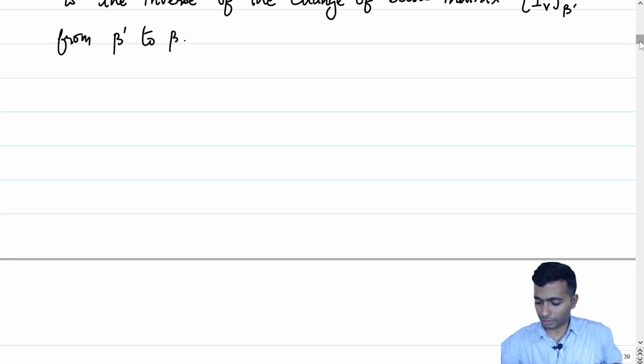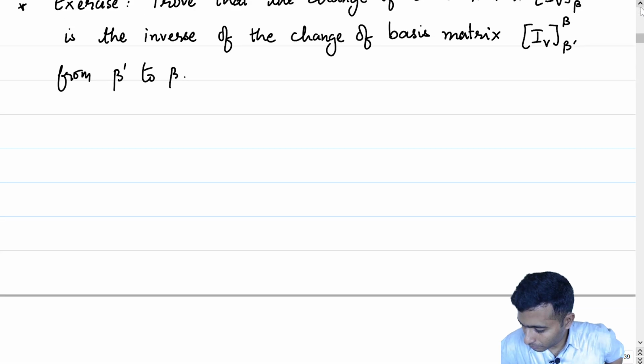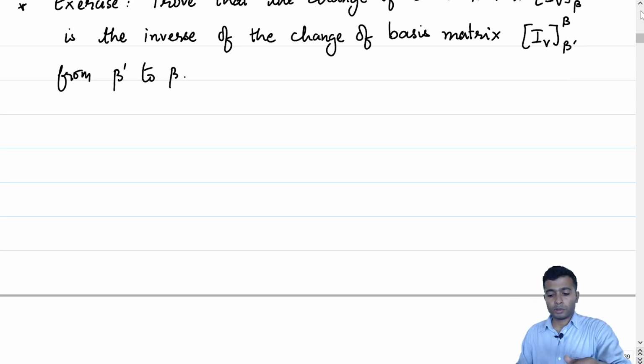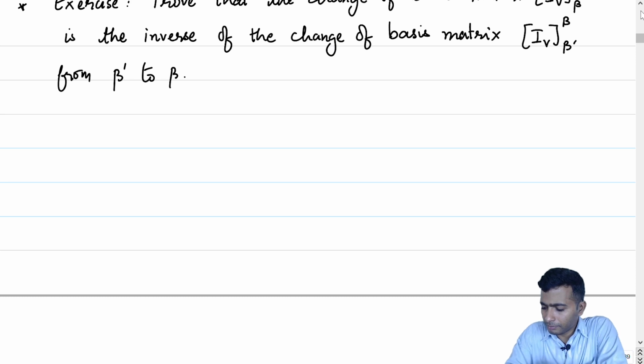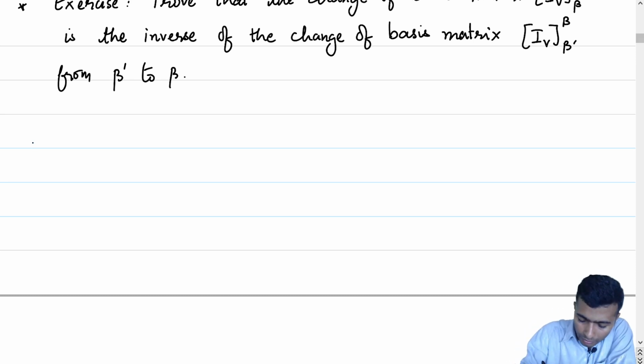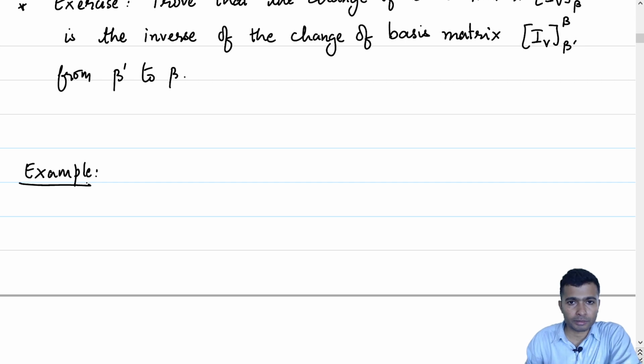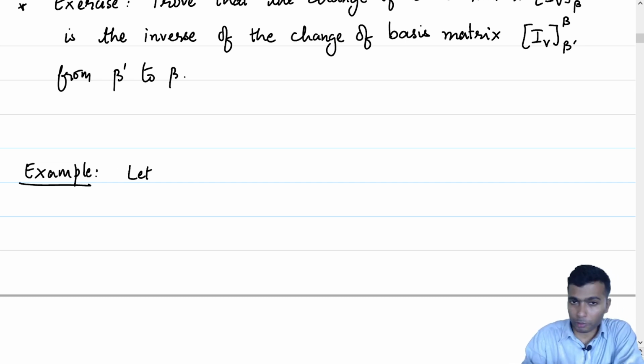Okay, so we have explored how the change of basis matrix gives us the relationship between the column vector representation of a vector with respect to beta and the column representation of a vector with respect to beta prime. Let us look at an example. Let us consider the simplest example, maybe not the simplest, but a simple example.